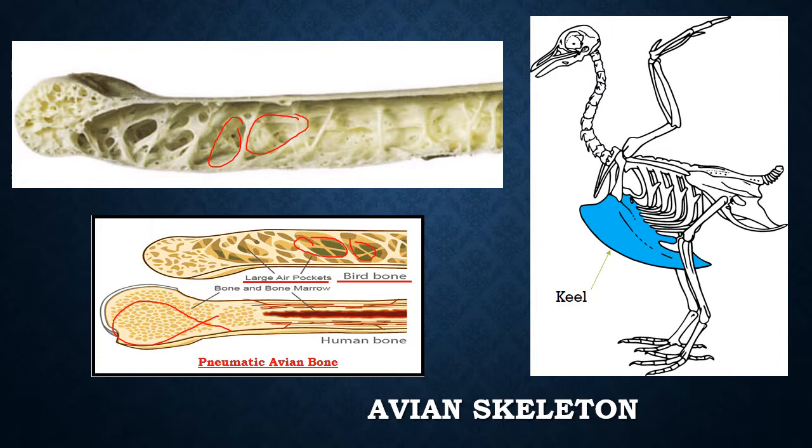And then of course the distinguishing feature is that keel that allows for the wing muscles to attach, and also it works like a rudder on a boat for when you're needing to steer. That keel sternum works for that as well.